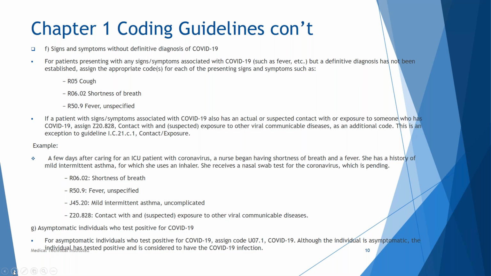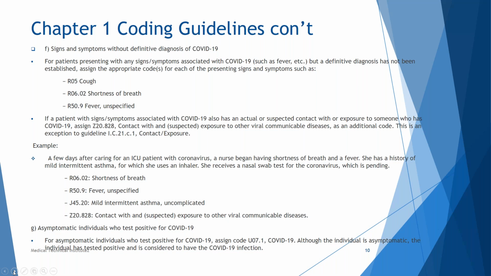The fact that she has asthma, because that's still part of the respiratory system, we're going to code. And then because she took care of an ICU patient with coronavirus, this will be contact with and suspected exposure to other viral communicable diseases. Okay, so that's how we would actually code that.